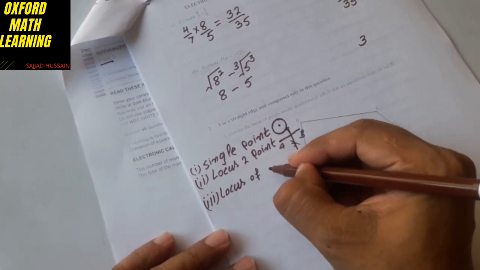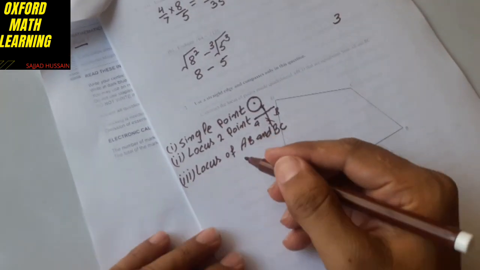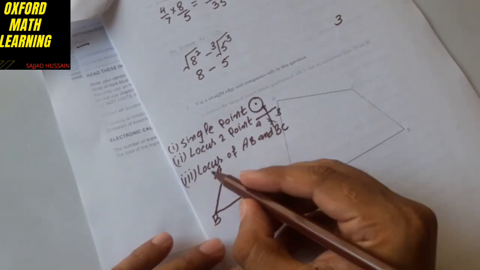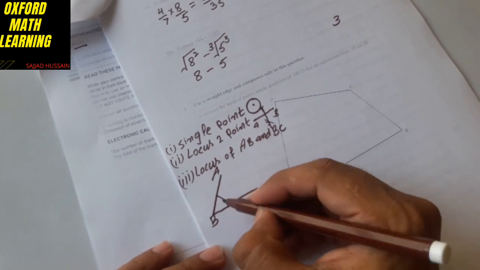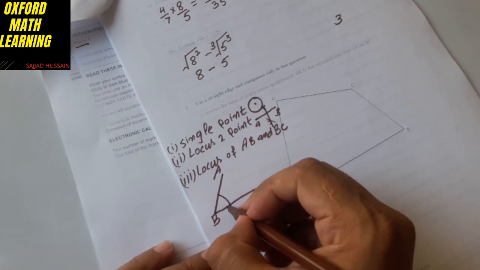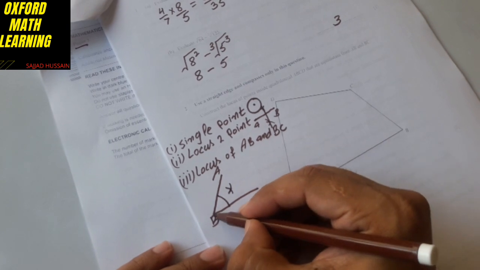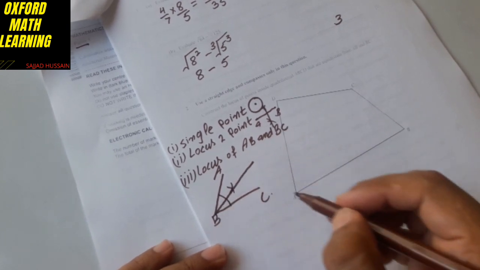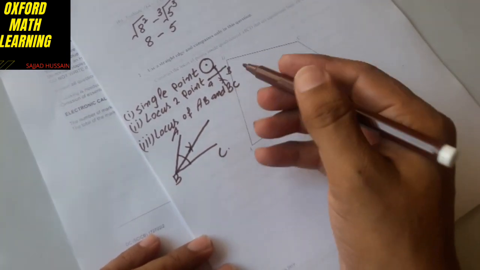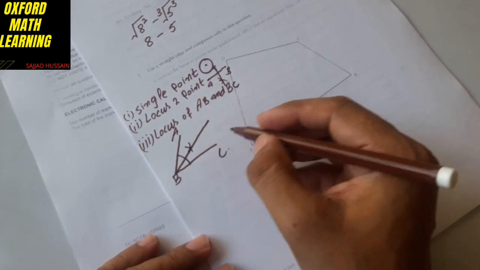And third is locus of a line, locus of AB and BC. It means to draw the locus of AB and BC. It means we have to draw the angle bisector. We will curve with the compass. Then we will cut with 2 curves and draw the bisector of the angle. It's a locus of AB and BC. When 2 lines, locus between 2 lines, it means to draw the angle bisector of 2 lines.